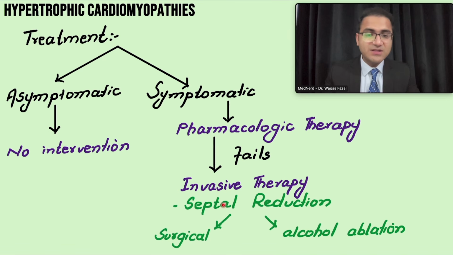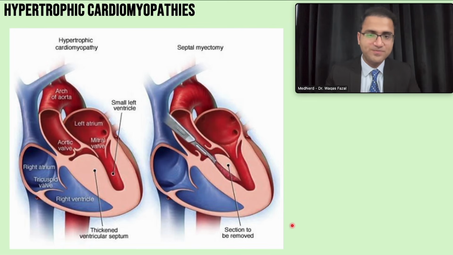In septal surgery, you do septal reduction. You do myomectomy, a surgical procedure where you remove the part of the septum, or you do alcohol ablation where you inject the septum with a substance like alcohol that causes necrosis of that part of the septum which is causing obstruction to the outflow. This is a picture showing the thick septum, and look over here, myomectomy is done, a surgical procedure to remove that extra part of the septum so that it does not cause any obstruction.